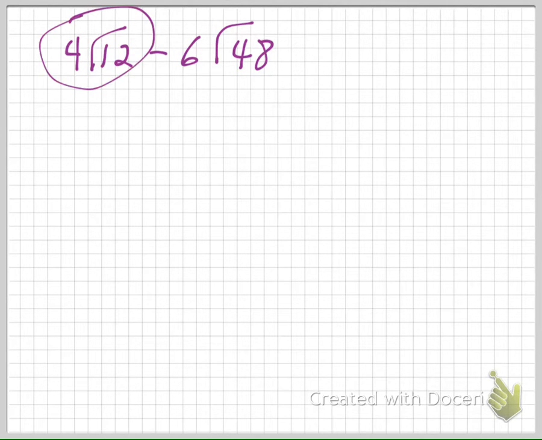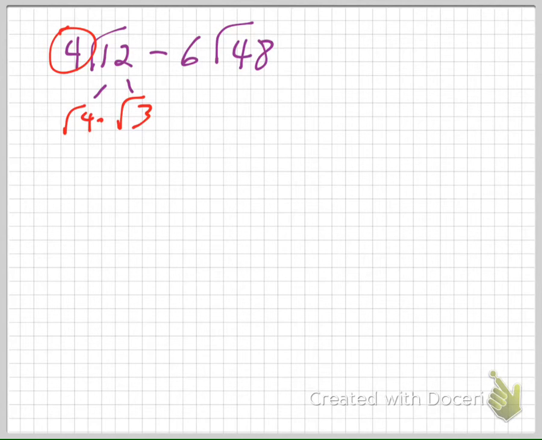Try another small one. 4 times the square root of 12 minus 6 times the square root of 48. Try that. All eyes are up here now. You're just going to grab each one and simplify it. 4 times the square root of 12, leave the 4. If you need to, circle the 4 so you don't forget him, because you don't want to forget about him. Now we're going to have the square root of 4 times the square root of 3. We like him. That 4 becomes a 2, so I'm going to go 4 times 2 times the square root of 3.